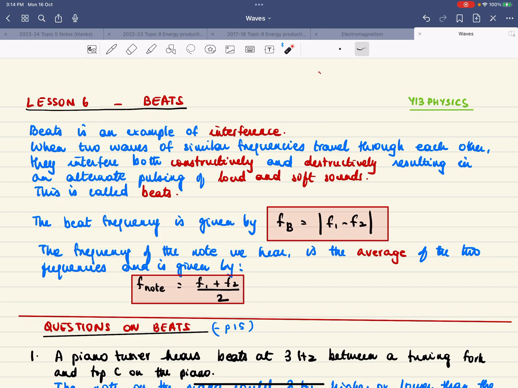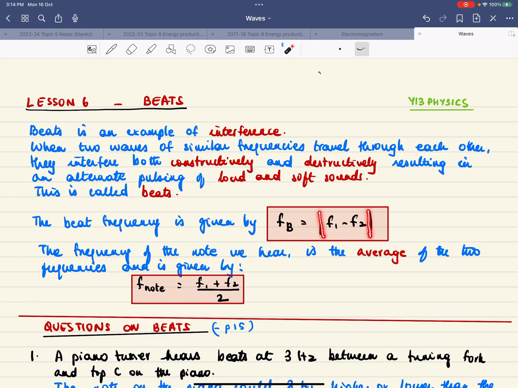So what's beats? Beats is an example of interference. For beats, you need two sources. So when two waves of similar frequencies travel through each other, they will interfere both constructively and destructively, resulting in alternate pulsing of loud and soft sounds. This is called beats. Now, the beat frequency is given by the difference between the two frequencies.